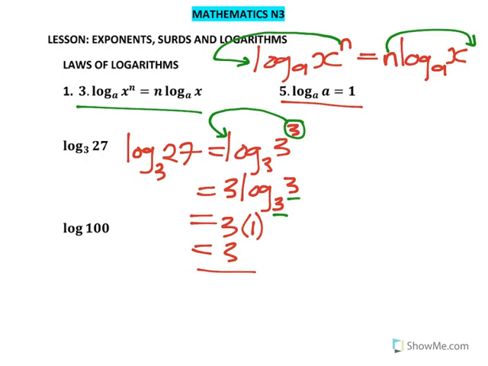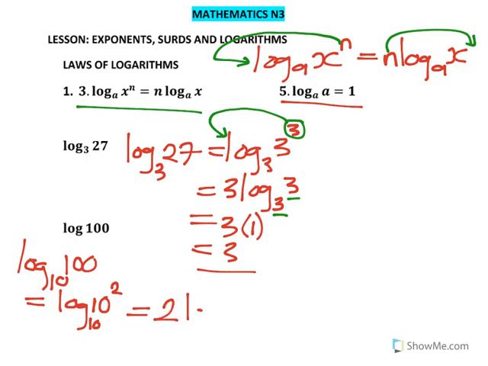What about log 100? Log 100, remember, is log base 10 of 100, which is equal to log base 10 of 10 squared. Remember, 100 is 10 squared, so you drop the 2, which gives 2 log base 10 of 10. Again, you have a similar scenario where the 10 and the 10 are matching. So this is the same as 2 times 1. The answer becomes 2.